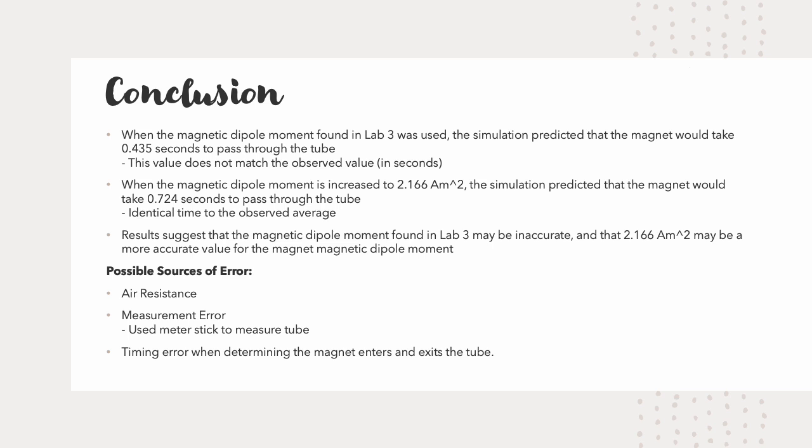Results suggest that the magnetic dipole moment found in lab 3 may be inaccurate, and that 2.166 ampere meter squared may be a more accurate value for the magnetic dipole moment. Possible sources of error for this are air resistance, measurement error since I used a meter stick to measure the tube, and timing error when determining when the magnet enters and exits the tube.